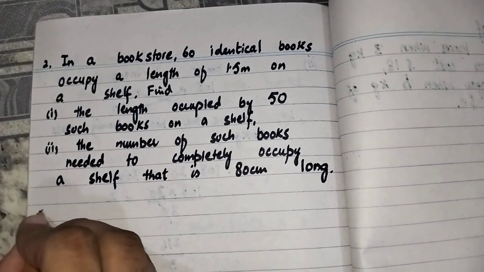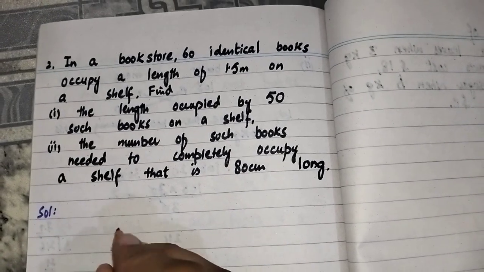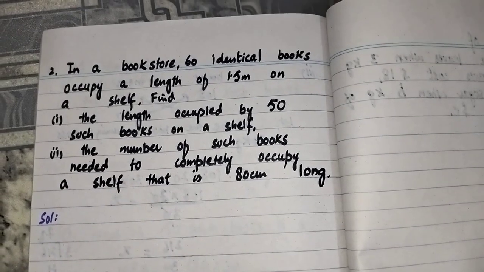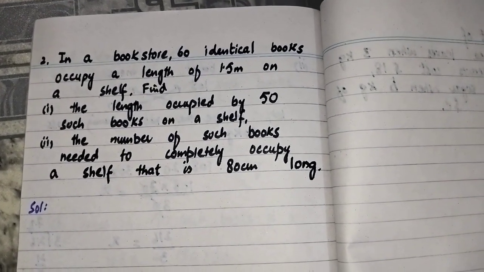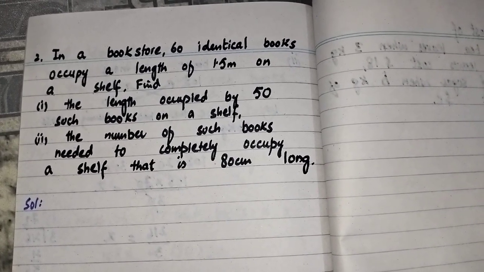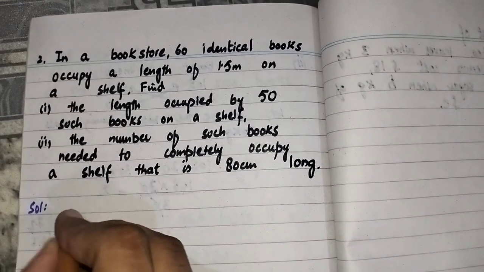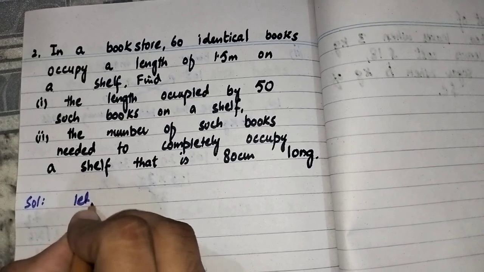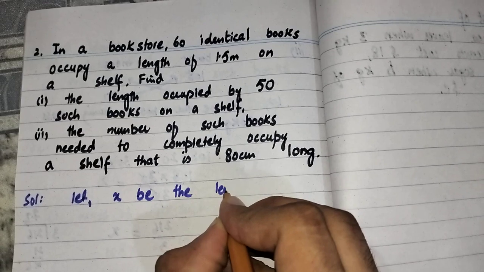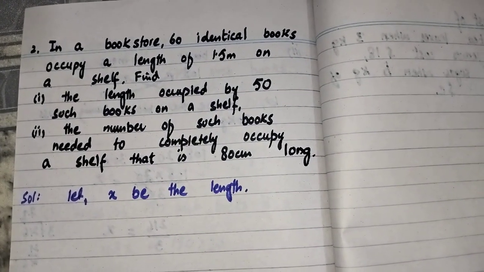So, starting this question, two items are given. One is the number of books and the second is the length occupied by the books in the shelf. So in the first part we have to find the length occupied by such 50 books. So we are assuming that let x be the length which will be occupied by 50 such identical books.